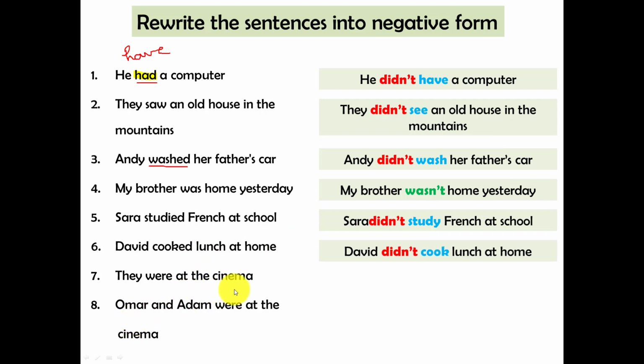They were at the cinema. Here we have the verb to be as well. Do you still remember the rule? Yes, so they weren't at the cinema. Good job. Last one. Omar and Adam were at the cinema.